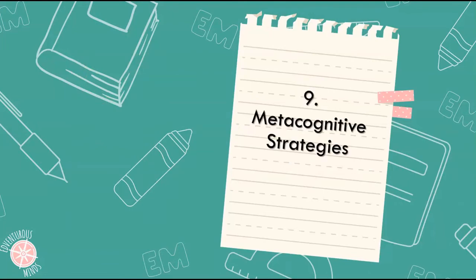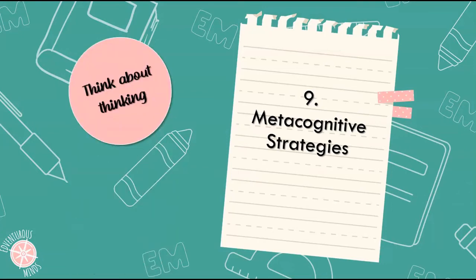Number 9 is metacognitive strategies. Often early career teachers tell me this is the hardest one to implement because whilst they understand that metacognition is thinking about thinking, encouraging our students to think about their own thinking and their own learning and where they're at in terms of those things, it can be really hard to implement in the classroom.